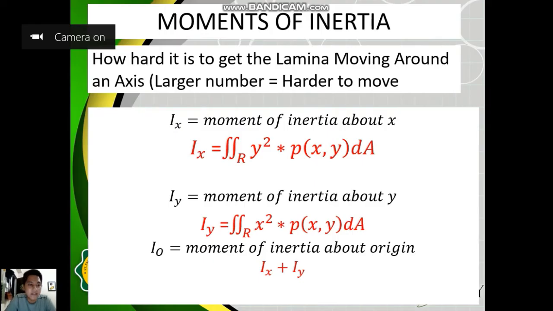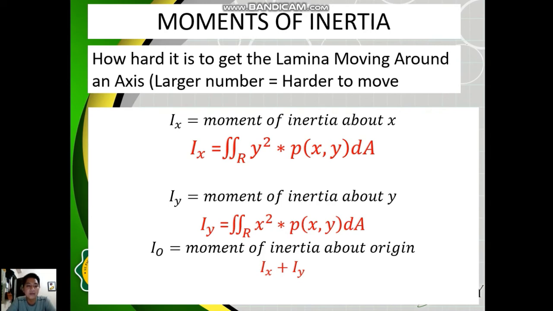So moments of inertia. What is moment of inertia? This is how hard it is to get the lamina moving around an axis. It's all about movement. So if we have a larger number or larger lamina, then it is harder to move. So we have the following formula. I sub x is equal to the moment of inertia about x. So it is equal to the double integral of y squared times p of xy dA.